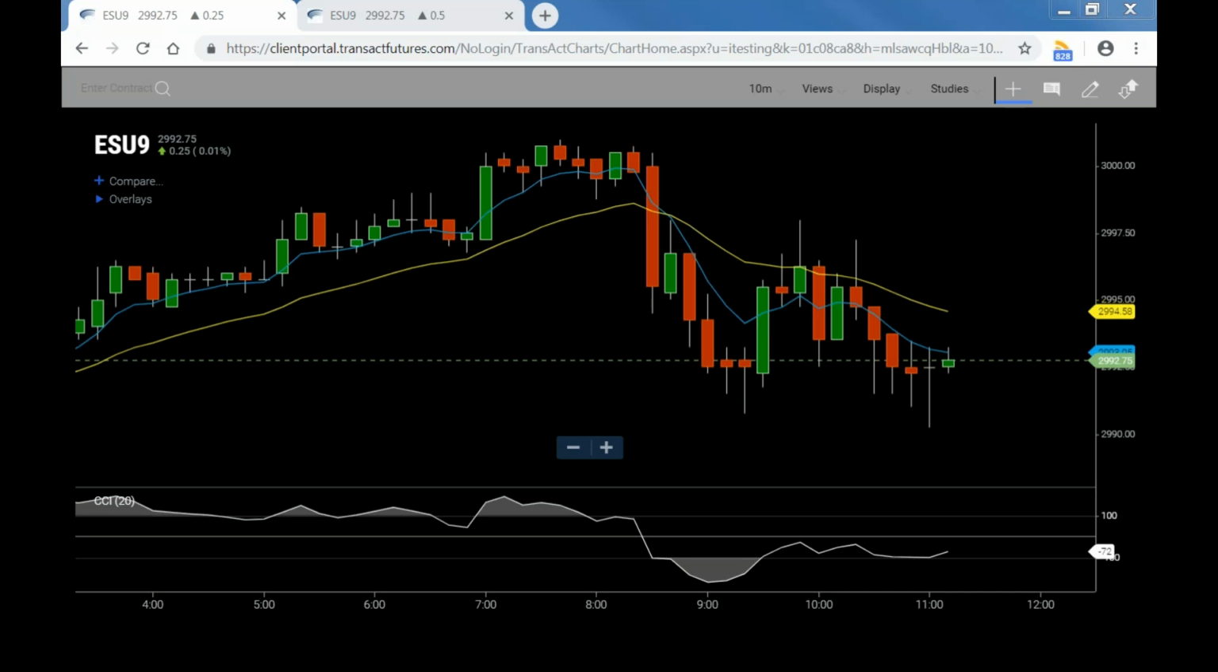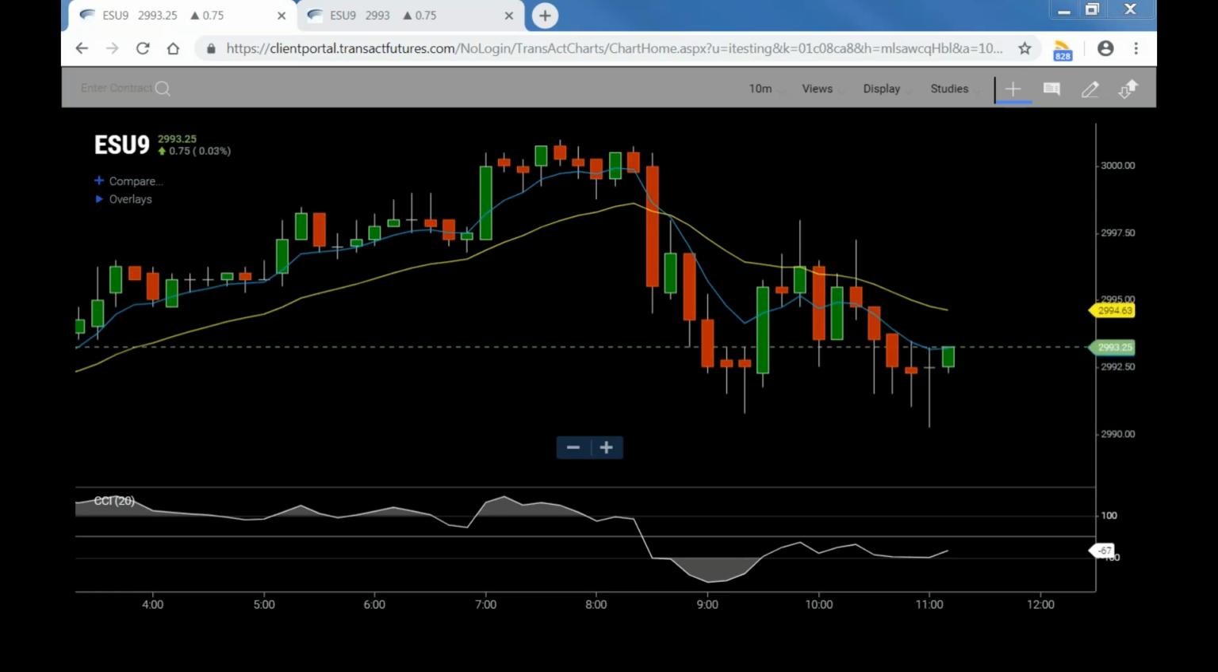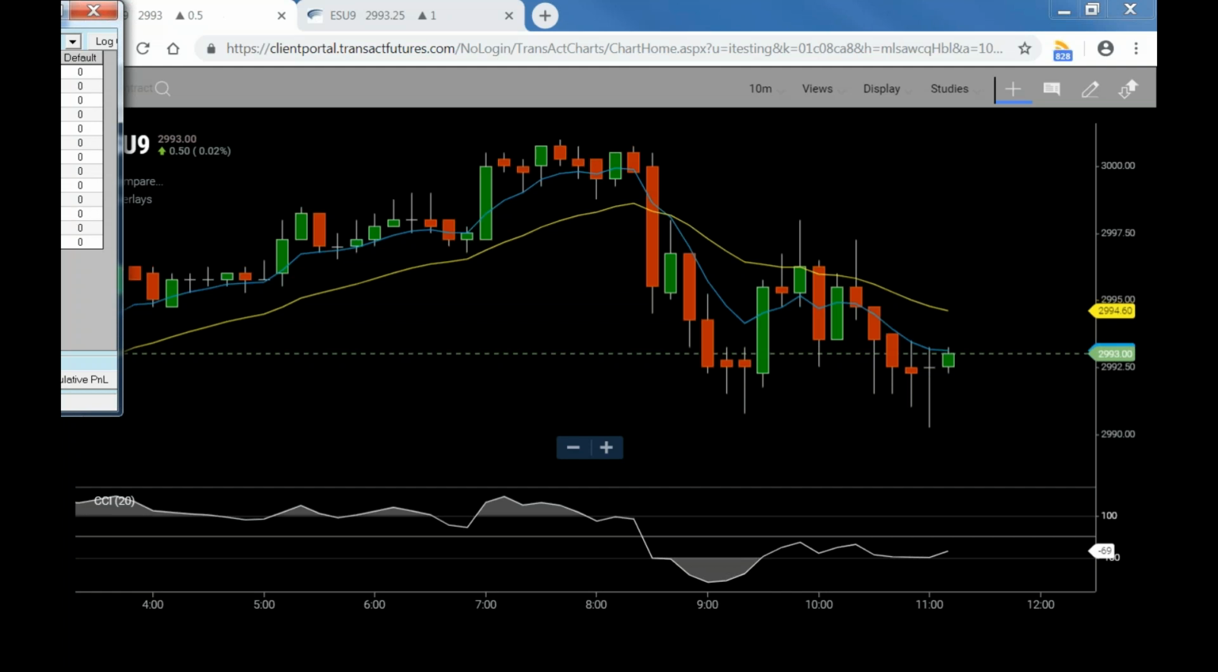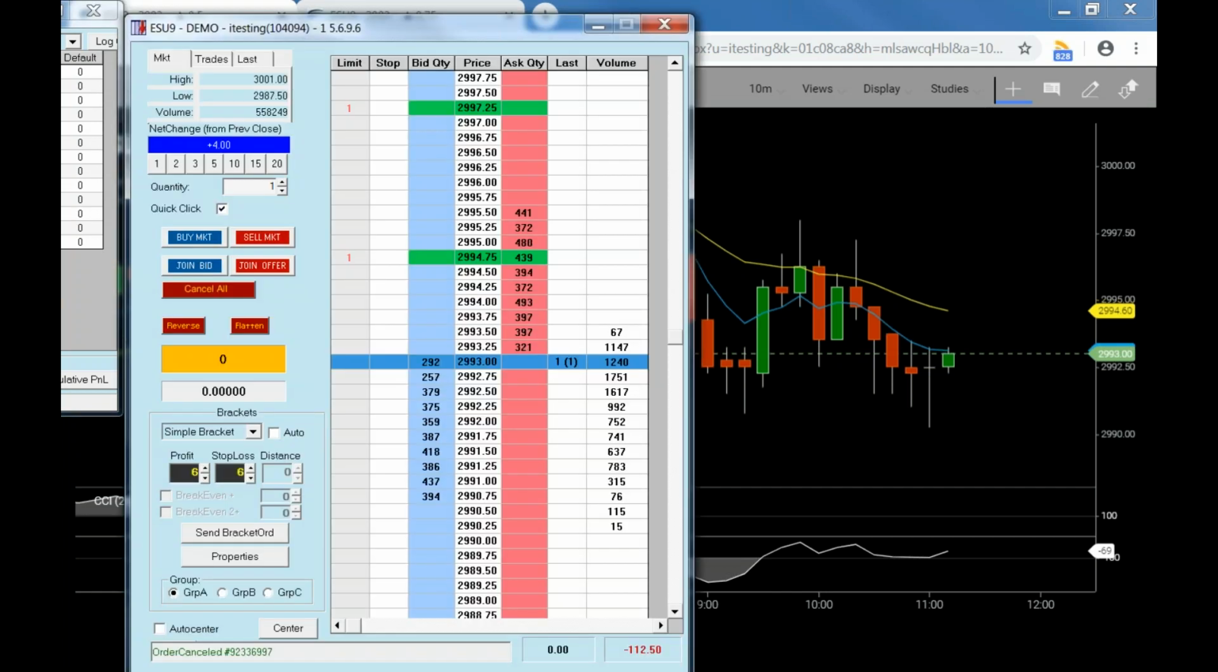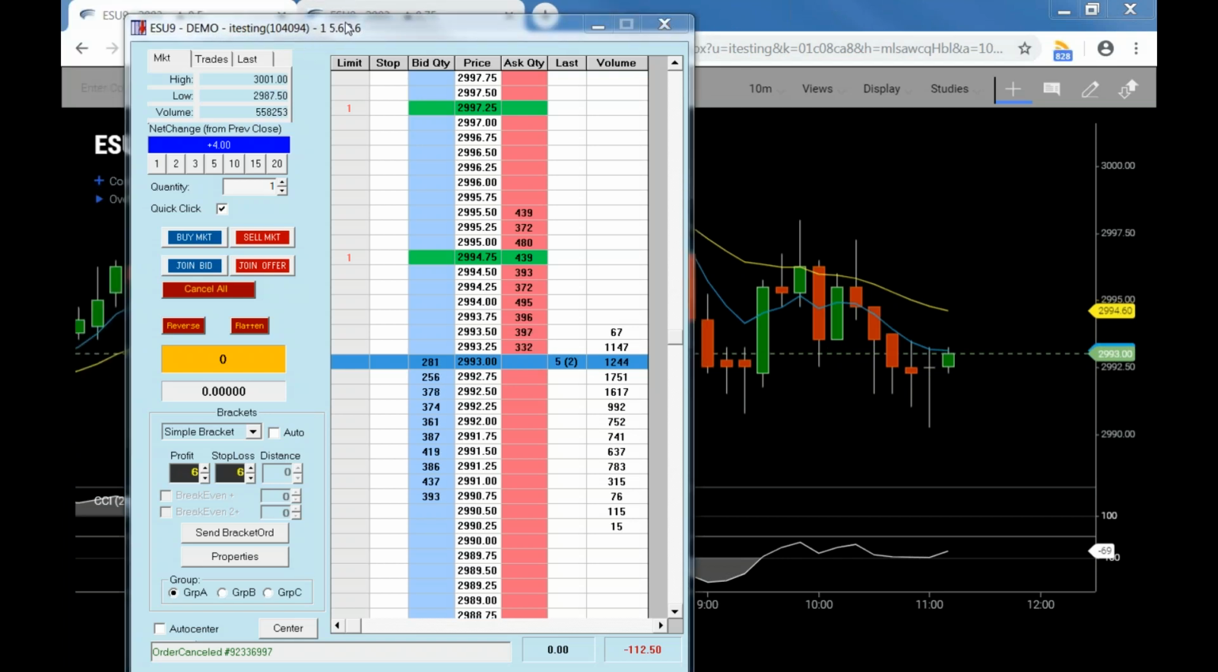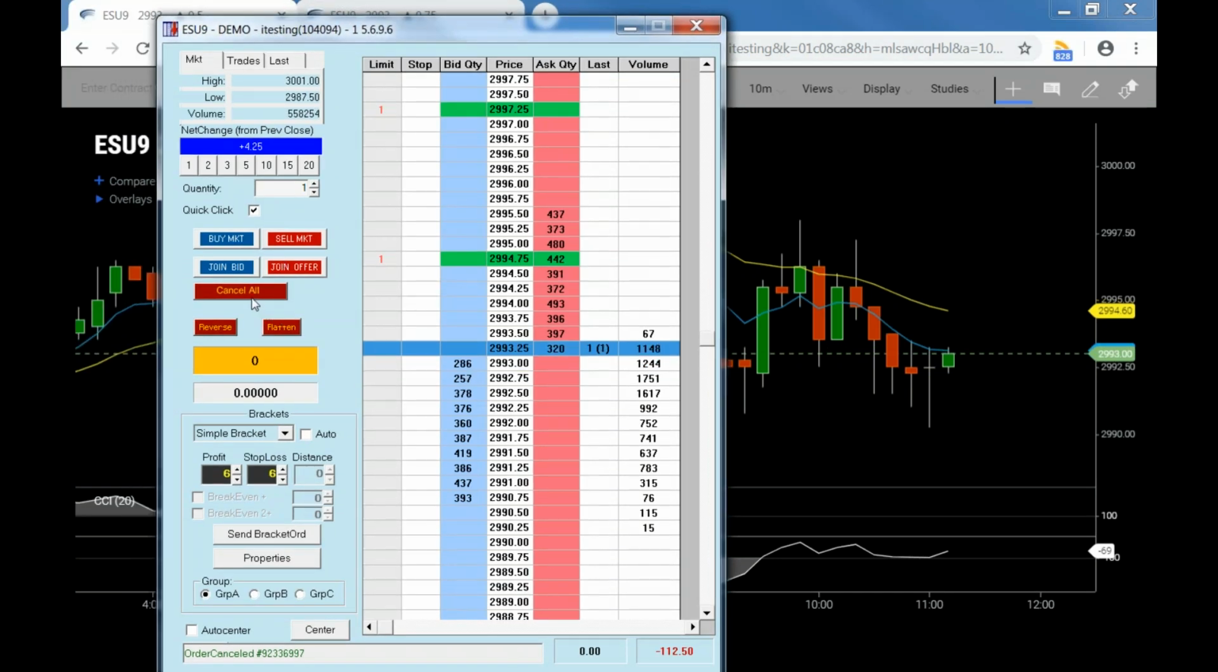OCO trades, I'm not going to go into too much detail here, but I'll give you a simple OCO trade. How to launch an OCO trade from the trading ladder. Hang on, let me find my trading ladder. It's disappeared on me. There it is. I'm going to cancel everything. Cancel all, flatten, get rid of whatever I had going on.